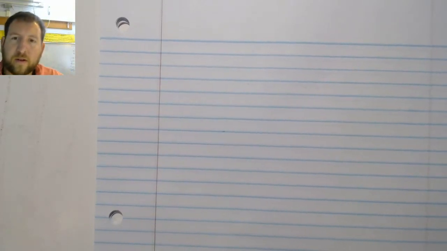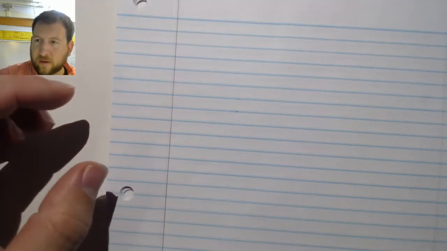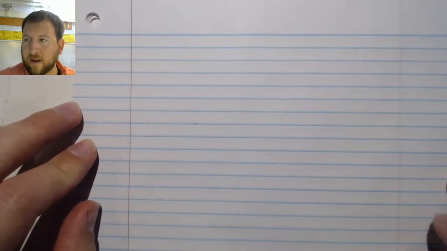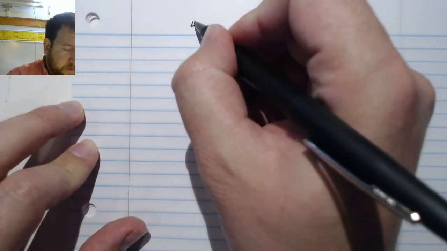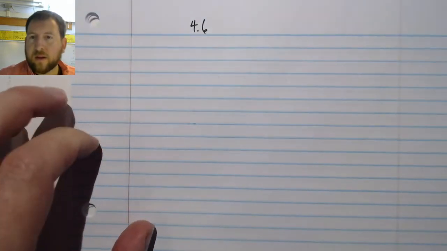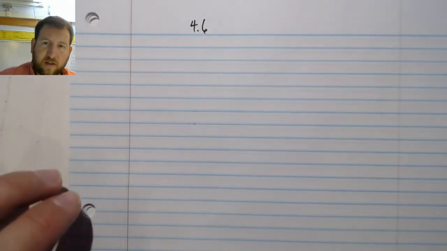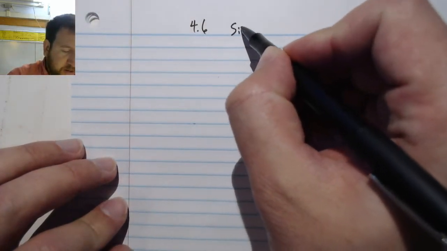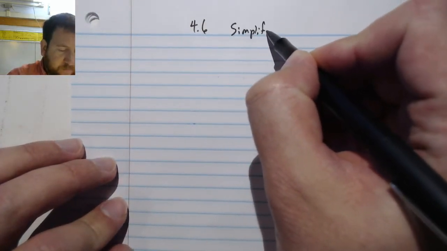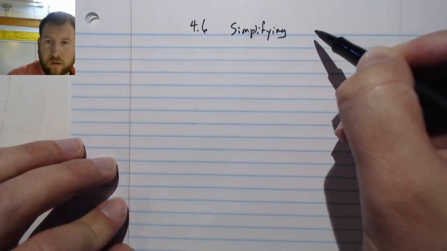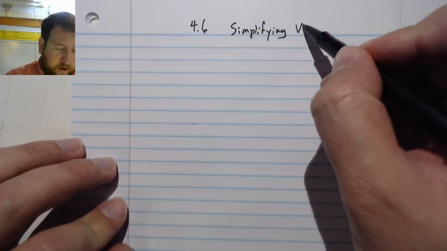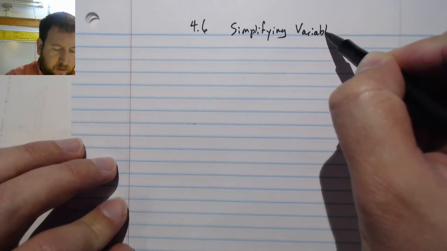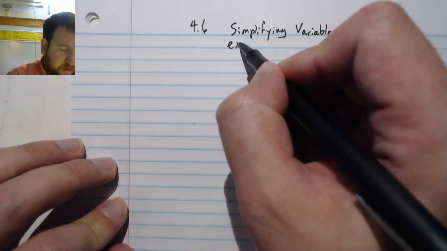Alright guys, we're going to look at one more section today, and we're going to skip over 4.6 for now. We may come back to it, we'll see, but we're going to look at simplifying variable expressions involving adding our integers. So we're going to just call it simplifying variable expressions.